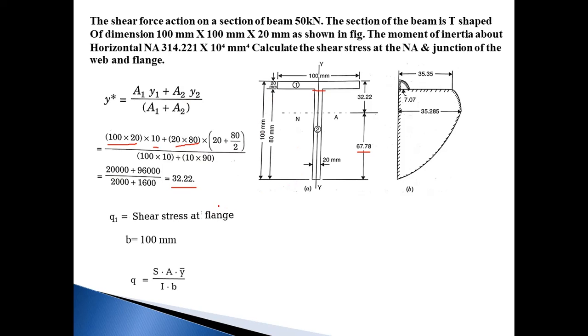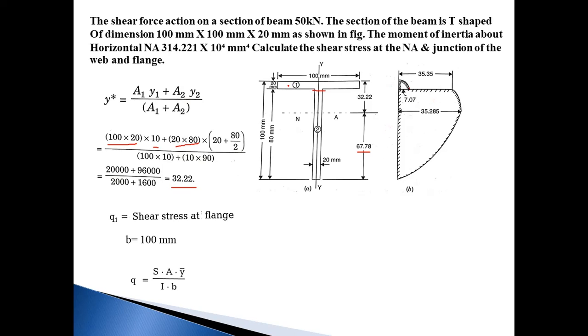Next, Q1. At the top and bottom of the section, the shear stress value becomes 0, so there is no need to calculate that value. Directly we go to Q1. Q1 means at the junction of flange and web.